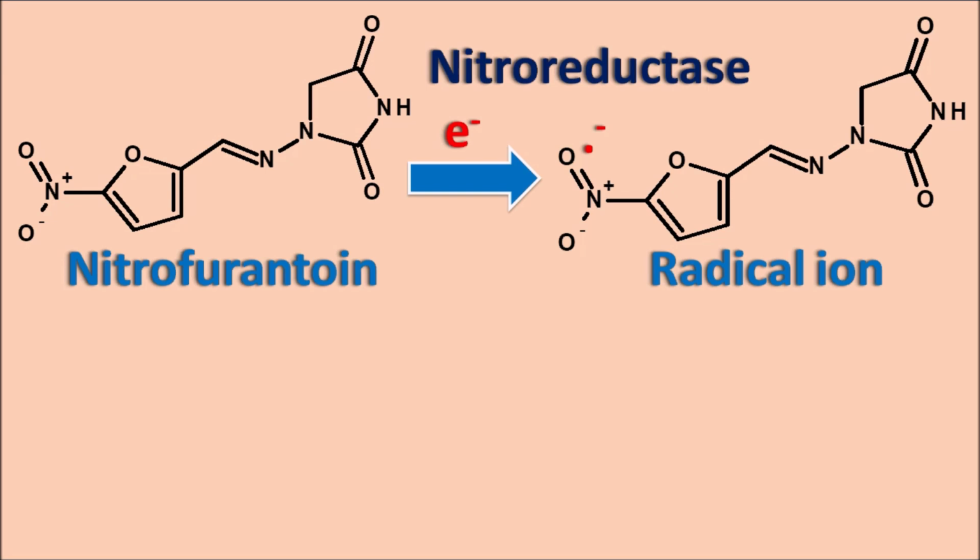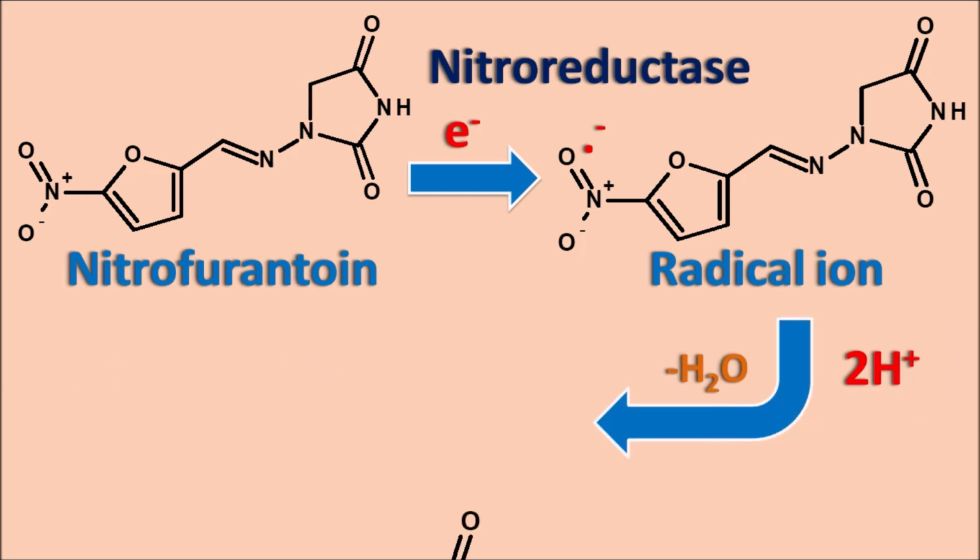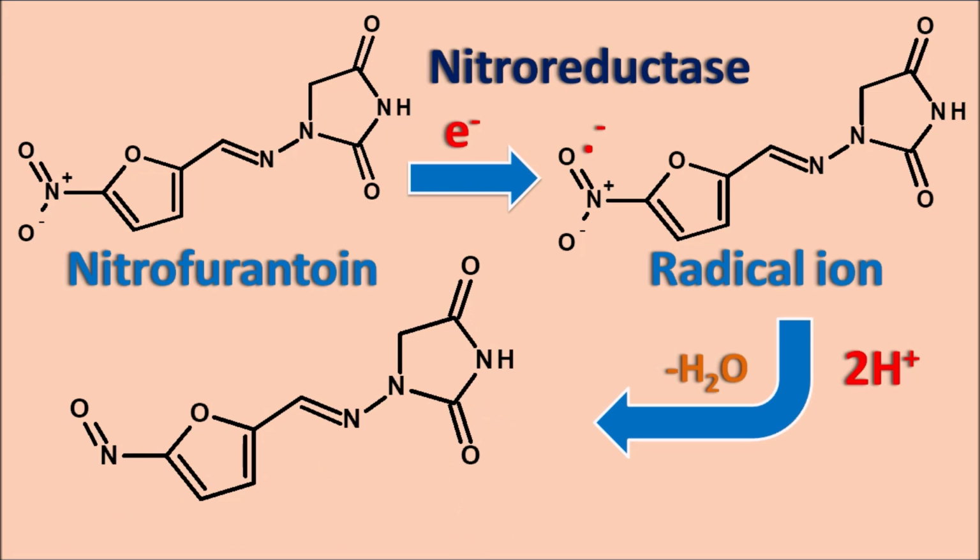But this radical ion is not stable and it can interact with two protons such that a water molecule is removed. Thereby this radical ion is converted into a metabolite like this. Now here you can see it is not the nitro group.